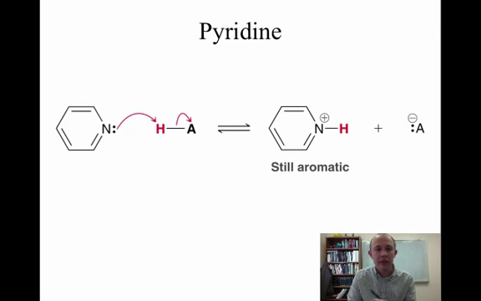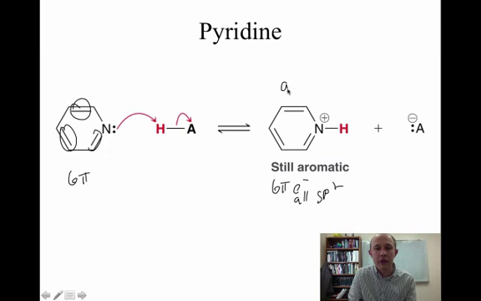So what happens if you protonate pyridine? Well, these 3 pi bonds are what contribute the 6 pi electrons. These 2 electrons are not part of the pi system. So if we protonate pyridine, it's still aromatic. It still has 6 pi electrons, it's still all sp2, it's still flat, and it's still in a ring. This is also aromatic. Keep that in mind.